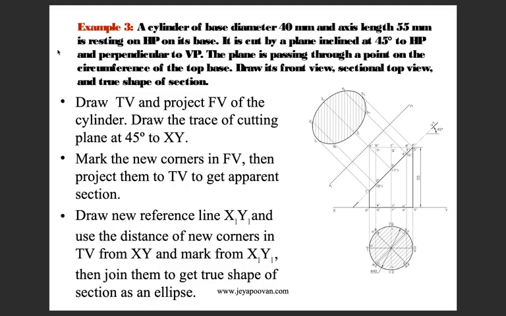Draw the top view and project the front view of the cylinder. Draw the trace of the cutting plane at 45 degrees to XY. Mark the new corners in the front view, then project them to the top view to get the apparent section. Draw the new reference line x1, y1 and use the distance of new corners in the top view from XY and mark from x1, y1. Then join them to get the true shape of the section as an ellipse.